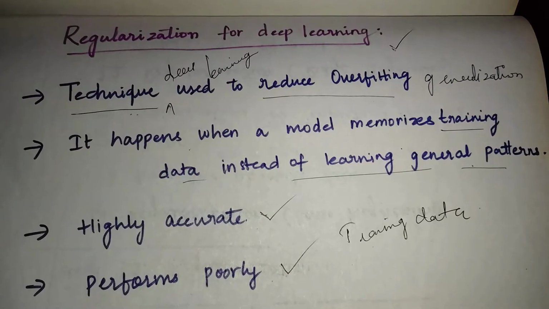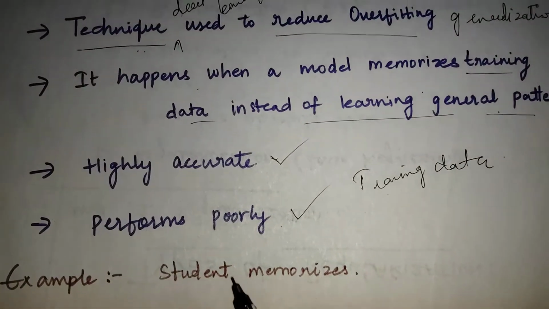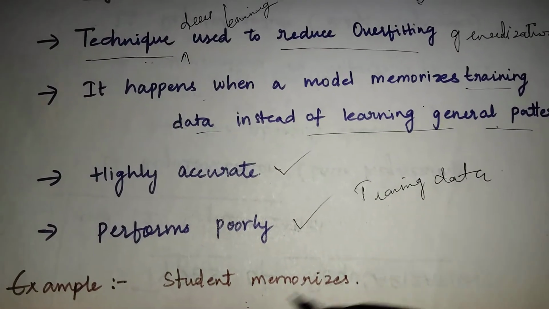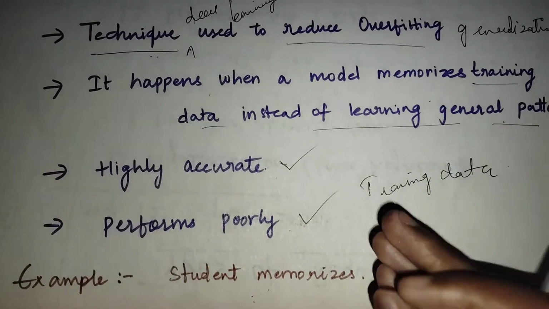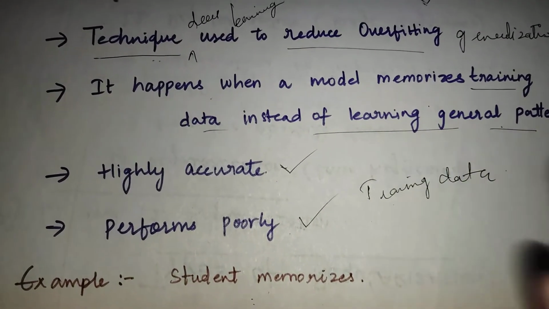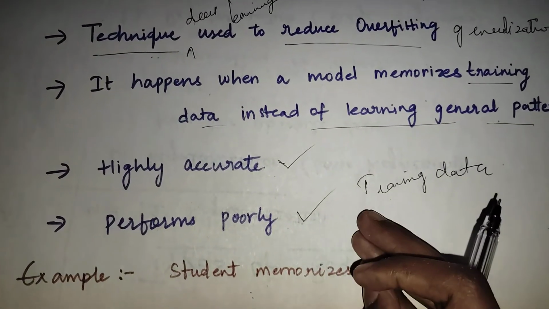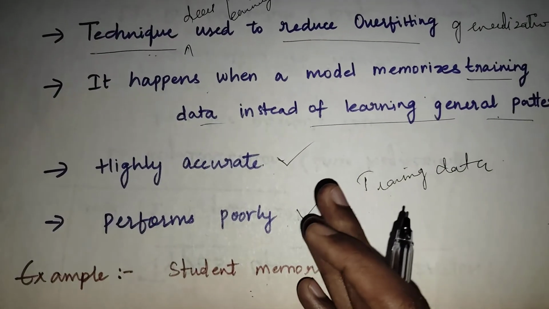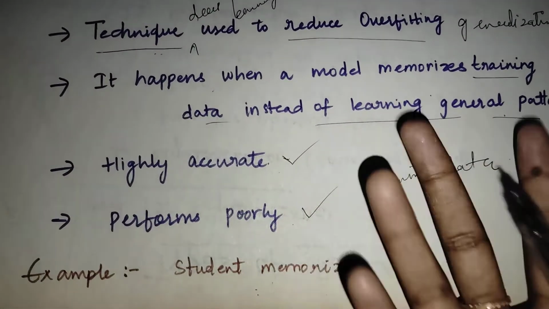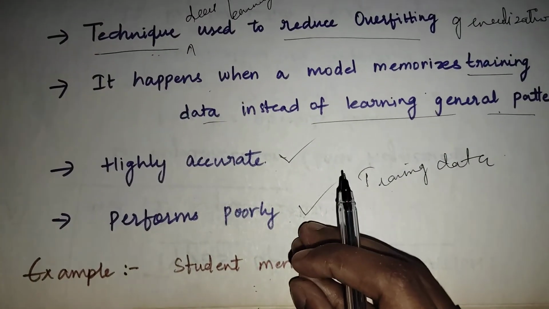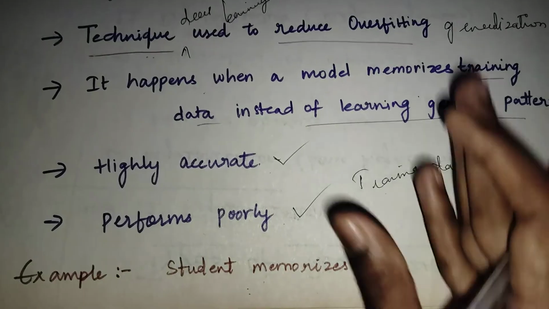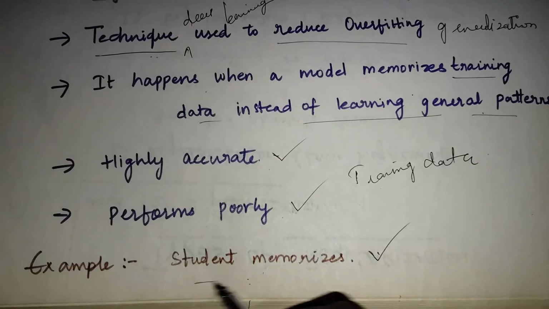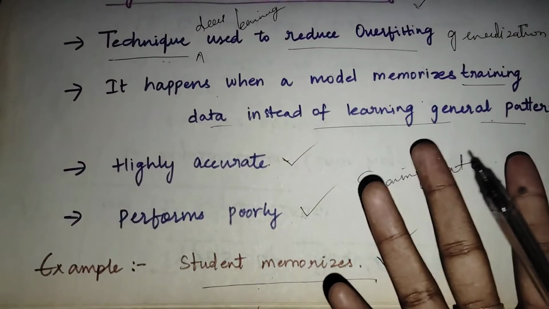Now let me give you a best example. Imagine a student who is memorizing answers for an exam. Let's say you have an exam tomorrow and you're memorizing answers for that exam. Instead of understanding concepts, you're just memorizing it. If the exam questions are exactly the same, they will score well. But if the questions change slightly, or are something you haven't learned, they will struggle, right? In the same way, regularization ensures that the student understands the subject instead of just memorizing the answers. Clear? So this is student memory. You can just remember it like this: student memorizes, and you'll be able to write the example in detail.